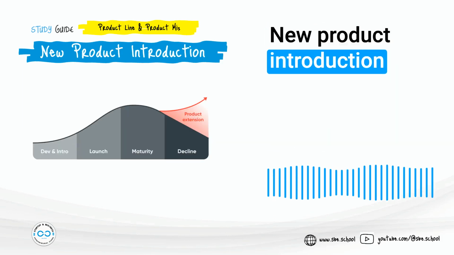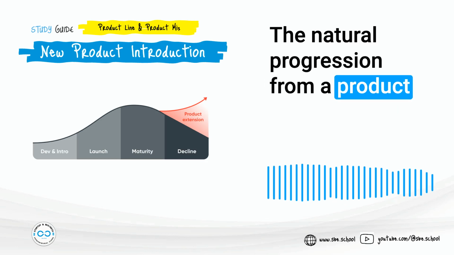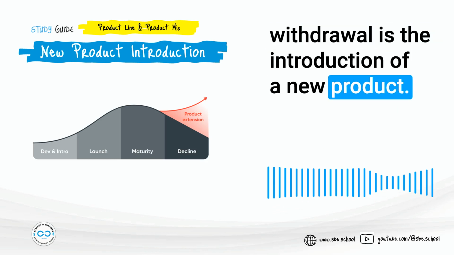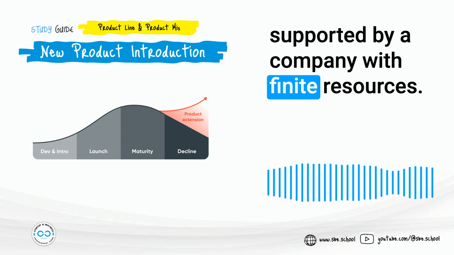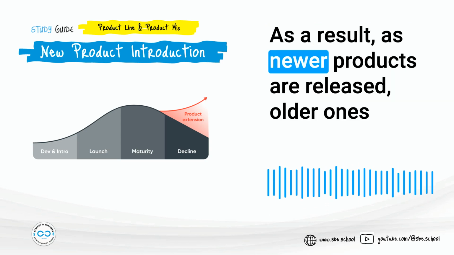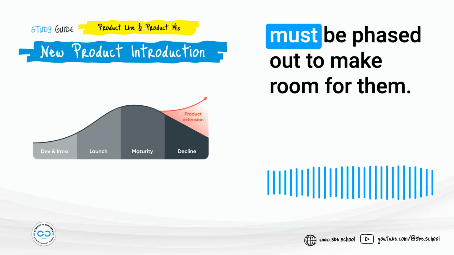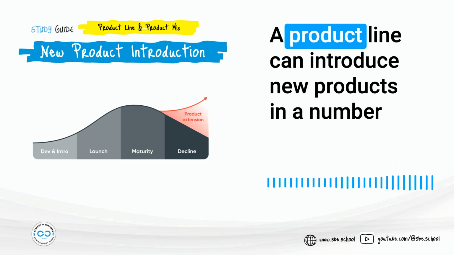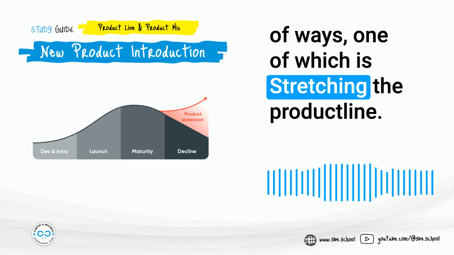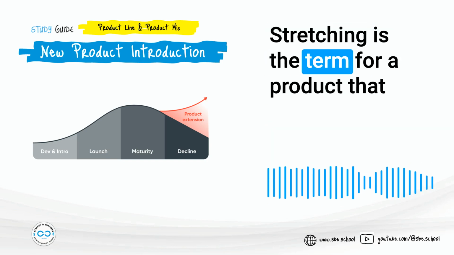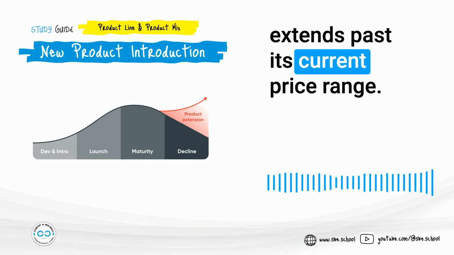New product introduction. The natural progression from a product withdrawal is the introduction of a new product. Only a certain number of products can be supported by a company with finite resources. As a result, as newer products are released, older ones must be phased out to make room for them. A product line can introduce new products in a number of ways, one of which is stretching the product line. Stretching is the term for a product that extends past its current price range.